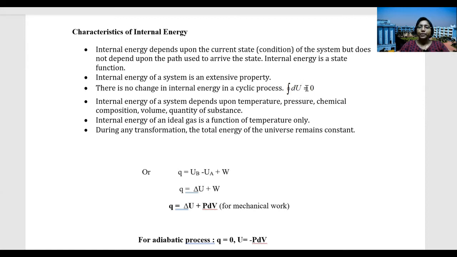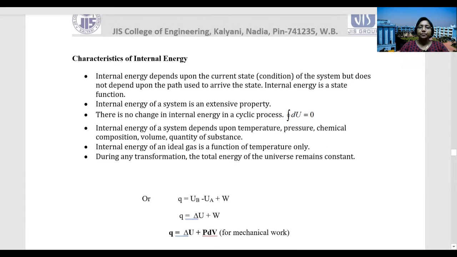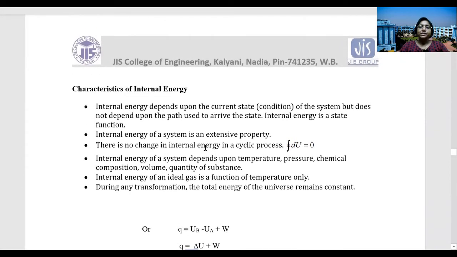Number two, the internal energy of a system is an extensive property. You have learned what is an intensive property and what is an extensive property. An extensive property depends on the mass, so internal energy is an extensive property. Number three.